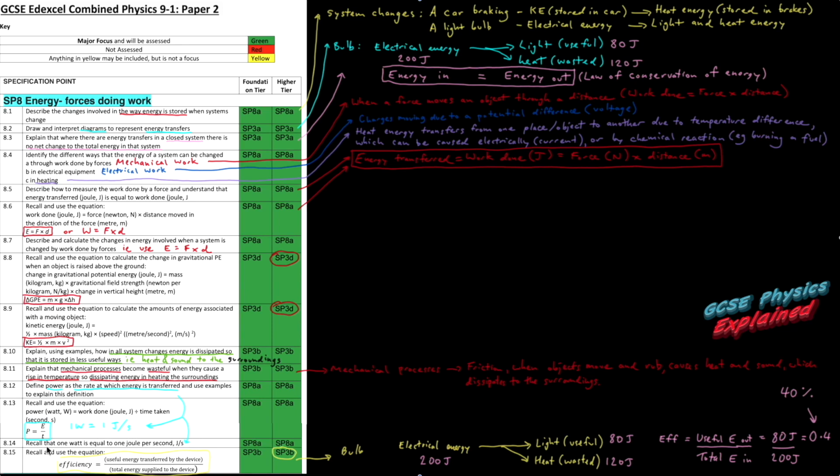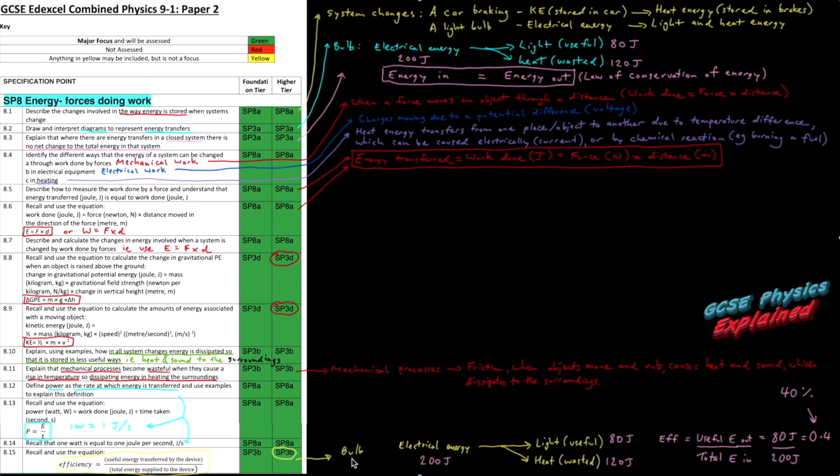Recall that 1 watt is equal to 1 joule per second. And recall and use the equation for efficiency. So efficiency equals useful energy transferred by the device divided by the total energy supplied to the device.